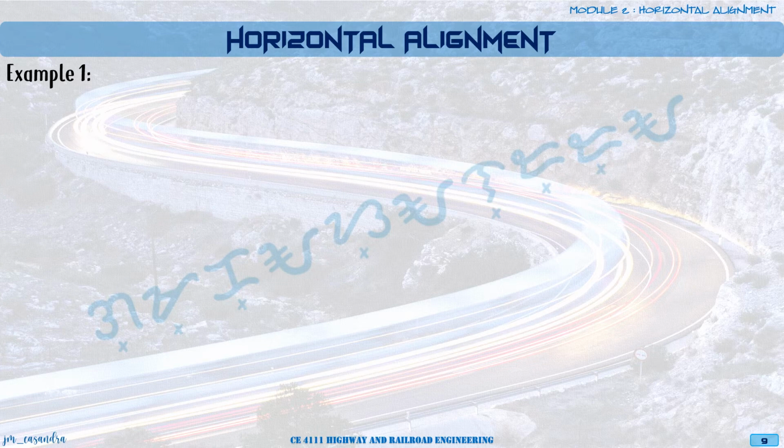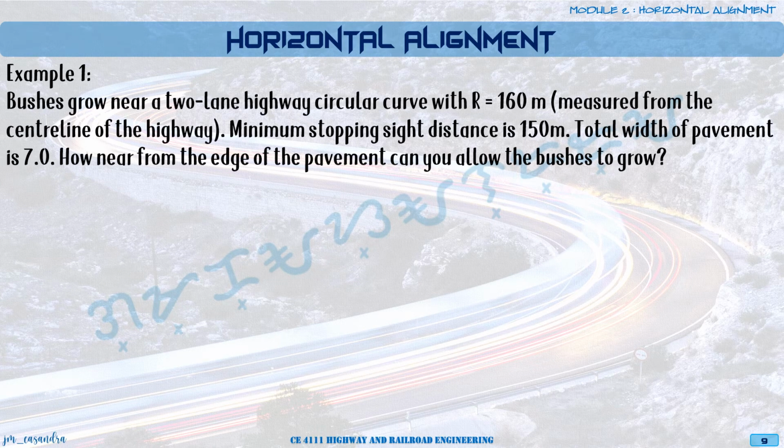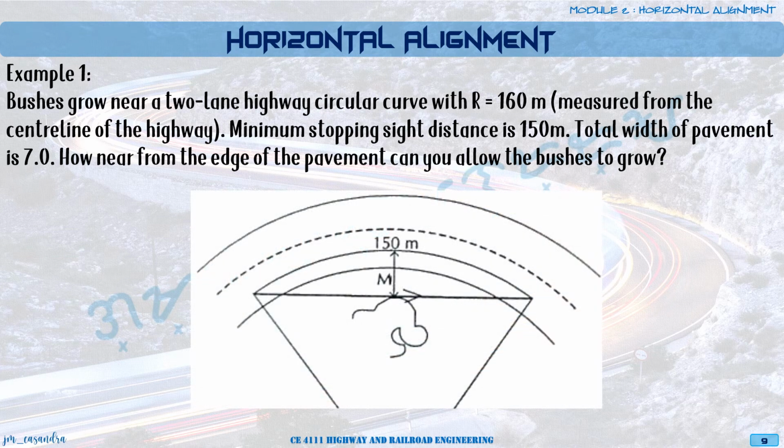So to understand now horizontal alignment, let's have an example. This is also an application of your horizontal alignment with regards to our stopping sight distance. Example 1: bushes grow near a two-lane highway, circular curve with radius 160 meters, measured from the center line of the highway. The minimum stopping sight distance is 150 meters, and the total width of the pavement is 7 meters. How near from the edge of the pavement can the bushes be allowed to grow?